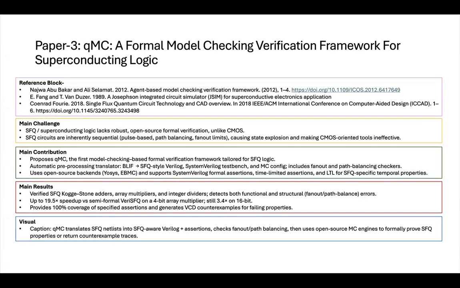The next paper is QMC, which is a formal model checking verification framework for superconducting logic. This is a paper from 2021, a recent one. This paper brings formal verification to superconducting SFQ logic, which behaves very differently from CMOS. Signals are pulses, gates are inherently clocked, and designs must obey strict fan-out and path balancing rules. Those quirks break many assumptions in standard verification flows, and existing semi-formal tools like VeriSFQ don't scale well.